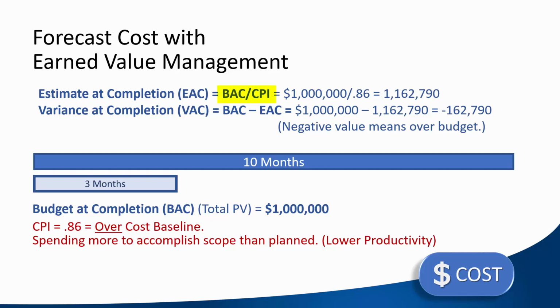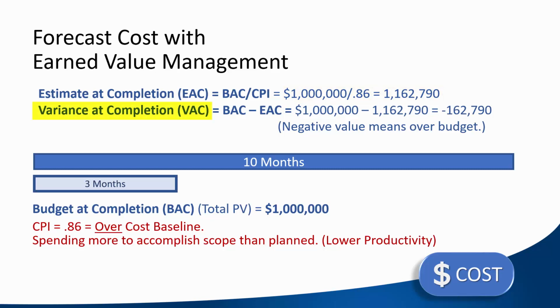Why do it this way? The Cost Performance Index represents the productivity for the first 3 months. As we see with this calculation, dividing the original $1 million cost baseline by the CPI shows how much over we'll be if productivity isn't changed.